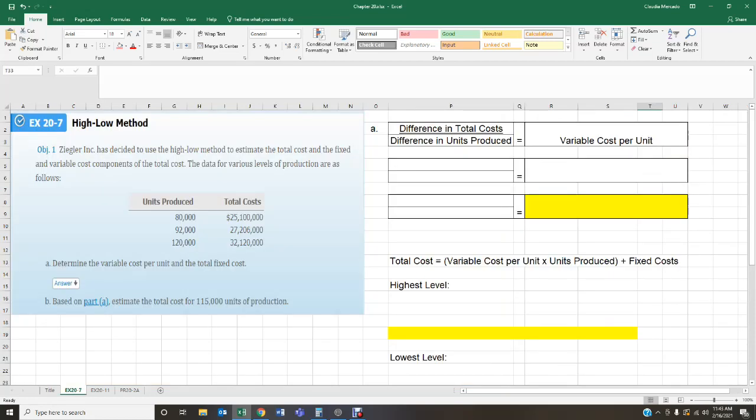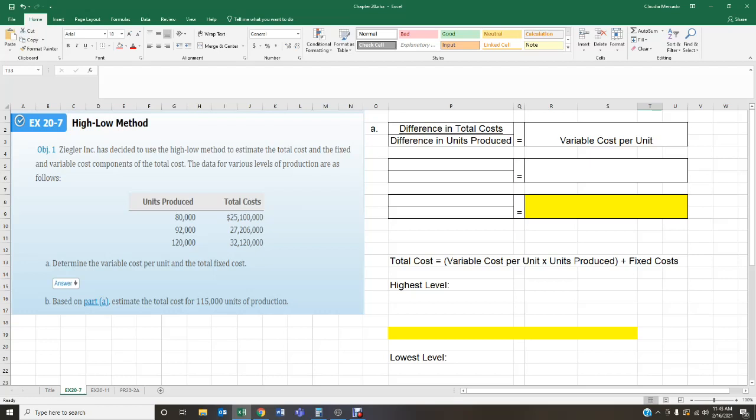So the first exercise that I will be covering is exercise 27. This problem deals with the high-low method. It says, Sigler Incorporated has decided to use the high-low method to estimate the total cost and the fixed and variable cost components of the total cost. The data for various levels of production are as follows. And then they give us the units produced and the total cost.